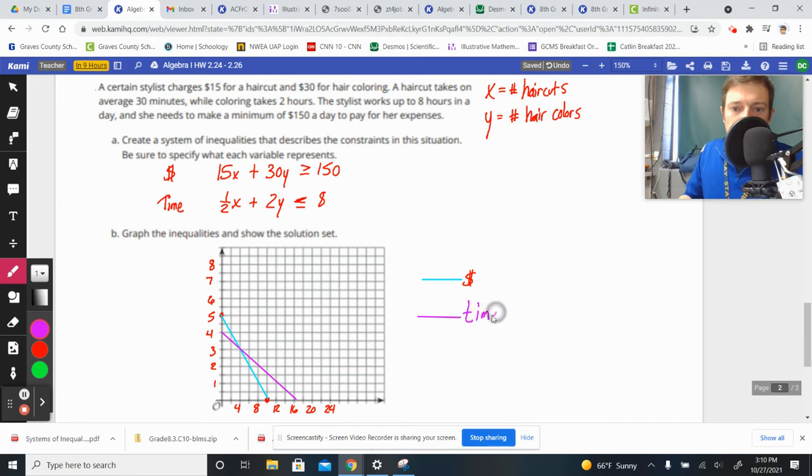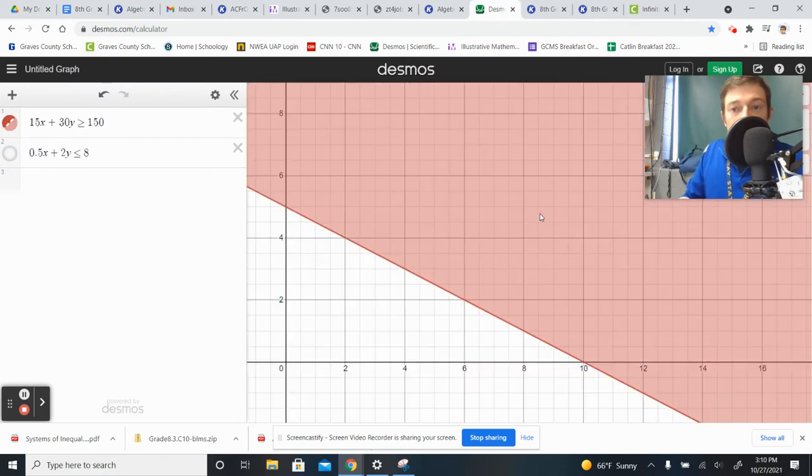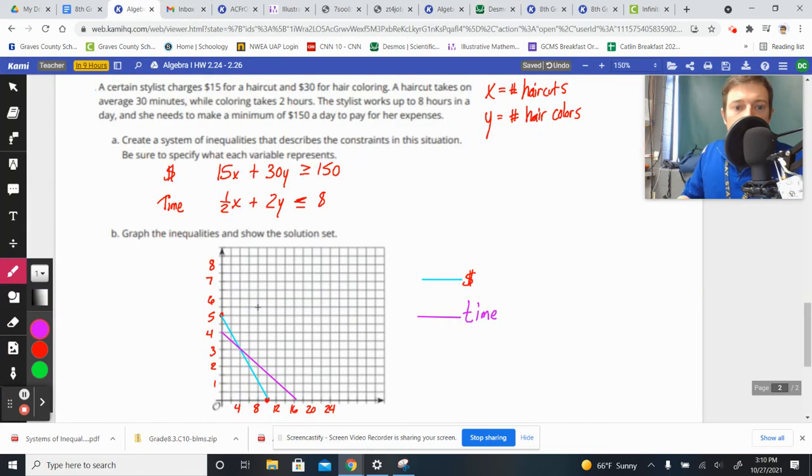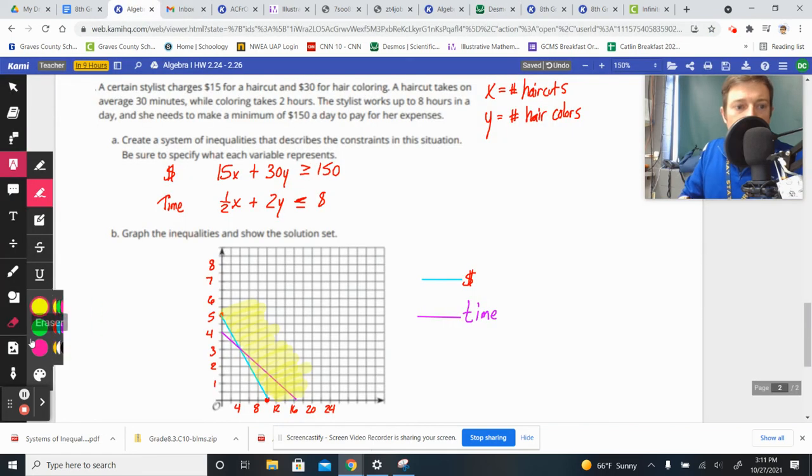All right. Now, for the money line, let's go back and look at our Desmos. For our money line, which was in red here, we wanted everything above that. So we can shade everything above it. That would be everything to the right of the blue line. And for the time, we had to keep it under a certain time because she's only got so many hours in a day that she can work. So the time was below that line, below the purple, which would put us in the green section here.